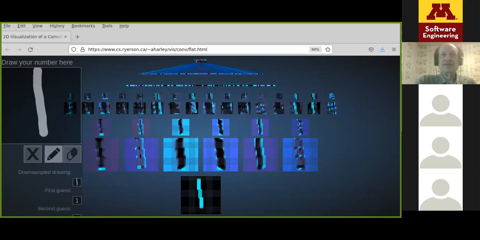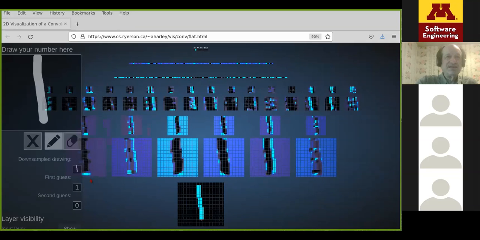And in this one, you can see there's only one that's bright. I don't know if you can see it, and the others are dark, so it's pretty clear that it thinks that this is a 1, and it's pretty confident that it's not anything else. The second guess is a 0, but that's really minor. So this is an example of a more realistic network that you can actually play with.